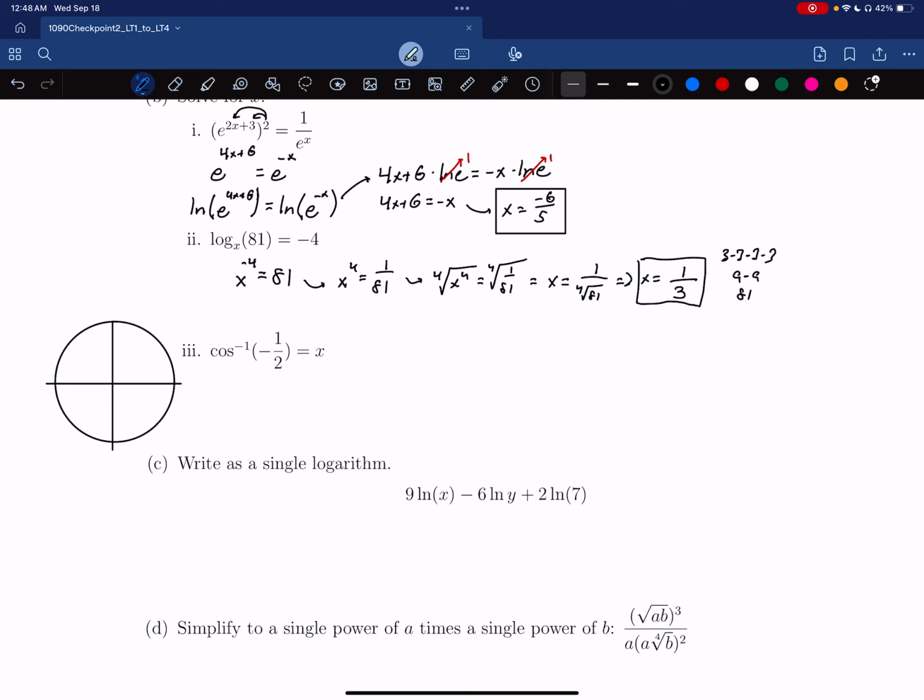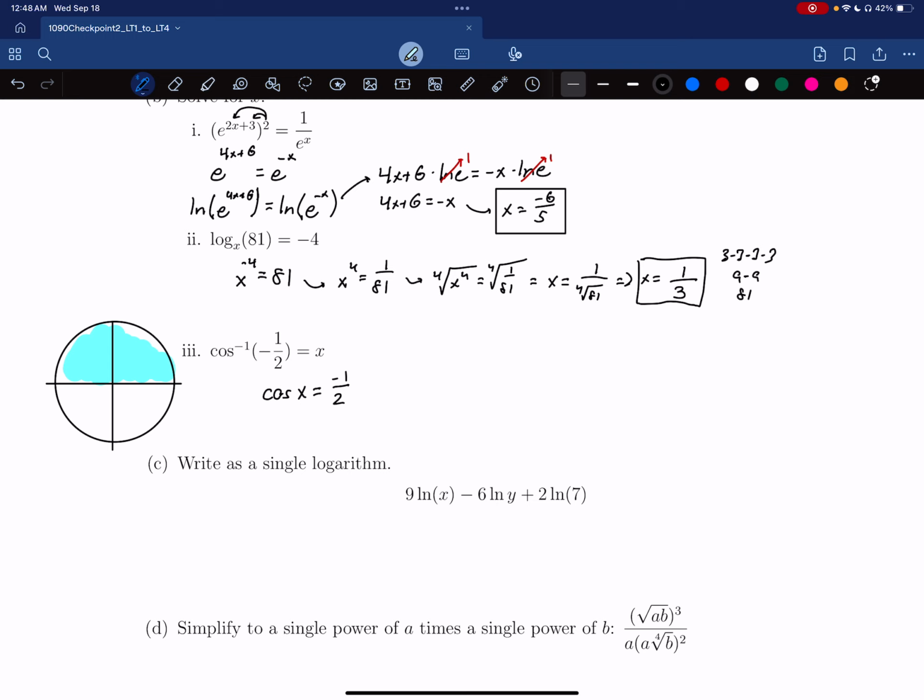When we're dealing with cosine, we're going to be dealing with the first and second quadrants here. Now, what this equation is basically saying is cosine of x is equal to -1/2. We just need to figure out what x is. The cosine of what will give us -1/2?